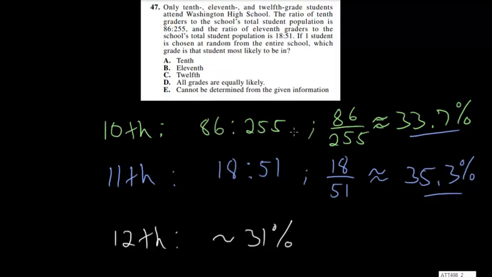So now that we know that the 11th graders have the highest percent of the total student population, if one student was chosen at random from the entire school, they'd most likely be in 11th grade. So this letter B here would be the final answer.